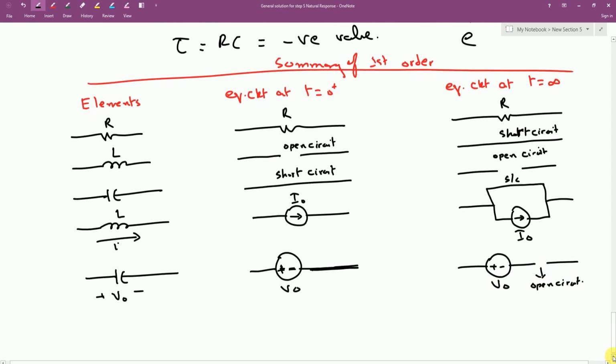And also we can write down the equations here, just to have a summary of the whole equation that we have seen. So resistance R is governed by V is equal to IR. Then for the inductance, we have VL is equal to L di over dt, and for the capacitor we have IC is equal to C dV by dt.